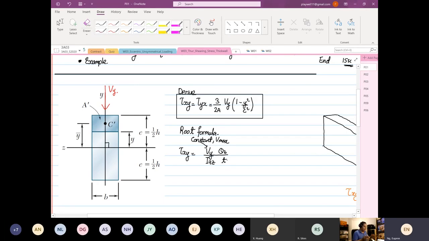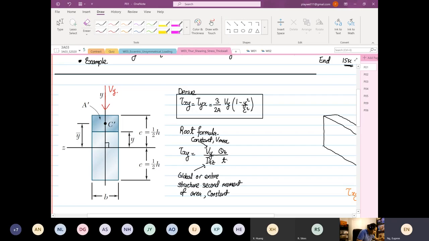Over here, Izz is the global, or entire structure, second moment of area, and it's also a constant. So over here, Qz and t are your variables.